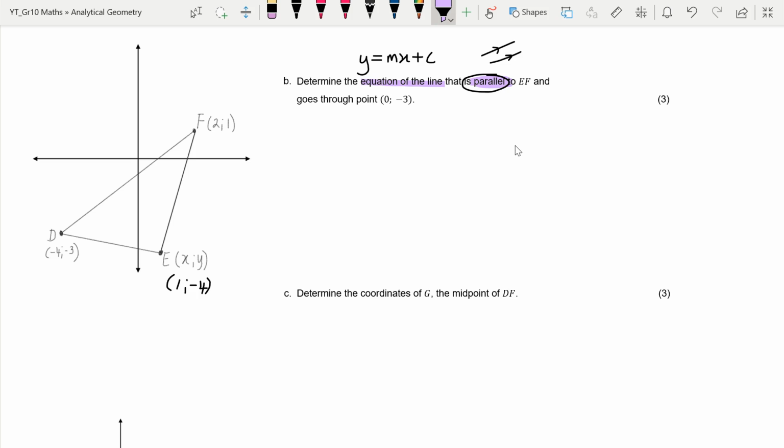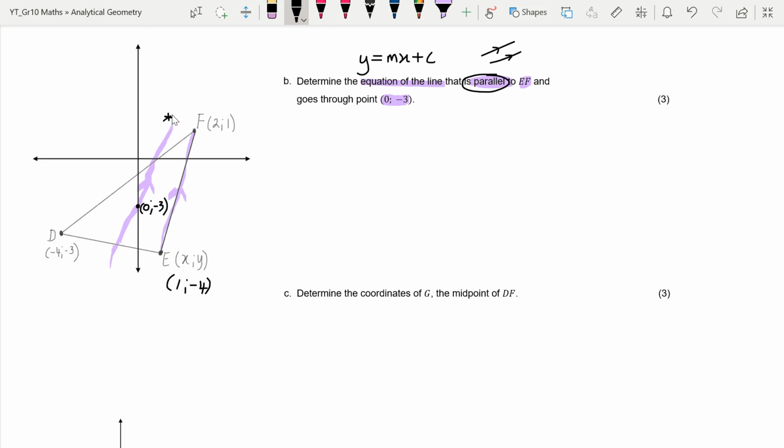So we have to find the equation of a line that is parallel to EF. Okay, so we need to find a line that is parallel to EF and it goes through the point 0 and negative 3. So 0 and negative 3 is maybe somewhere over there. So that is a point on the line. So I am estimating that that parallel line would be something like that if they are parallel. So it is parallel and it goes through the point 0 and negative 3. Okay, and we have to find the equation of that line.